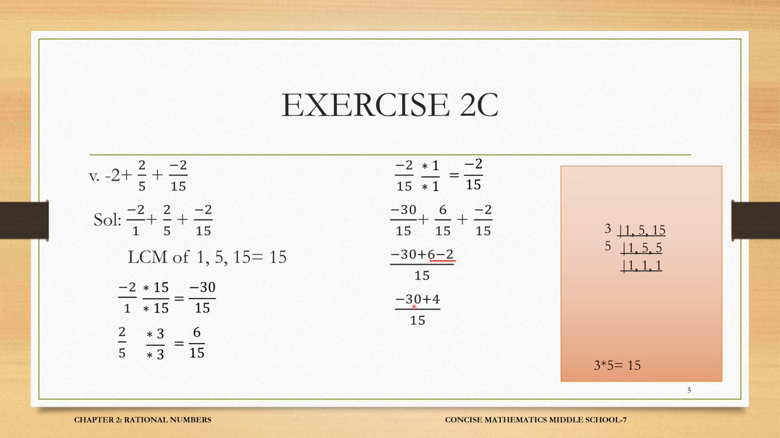One is having negative sign, other is having positive sign. Just put the bigger number sign, that is 30 sign is minus. So put the minus sign and subtract it. It becomes minus 26 by 15 is the answer.